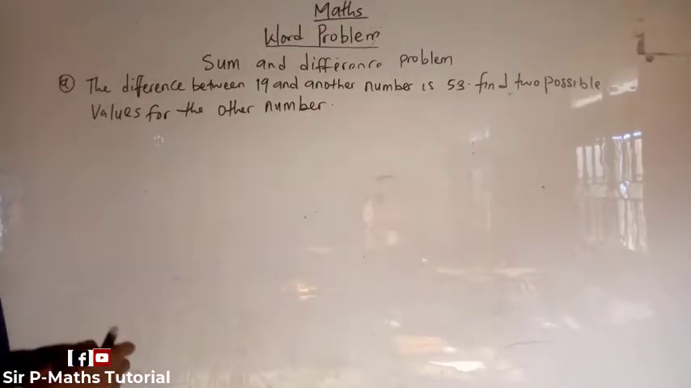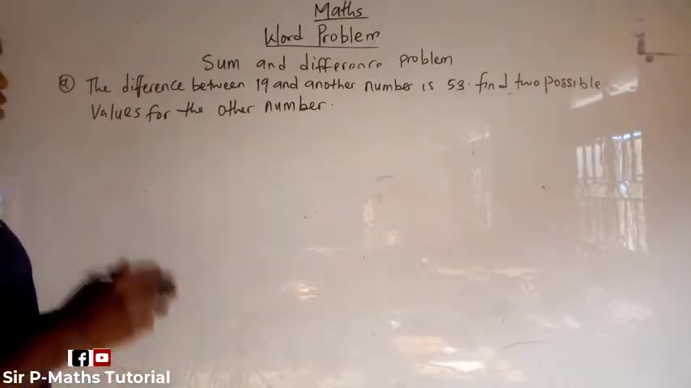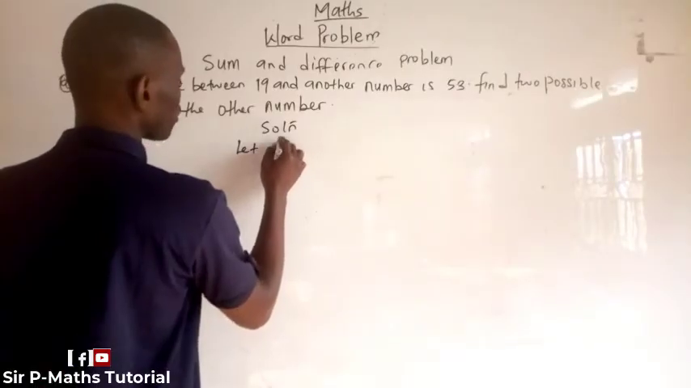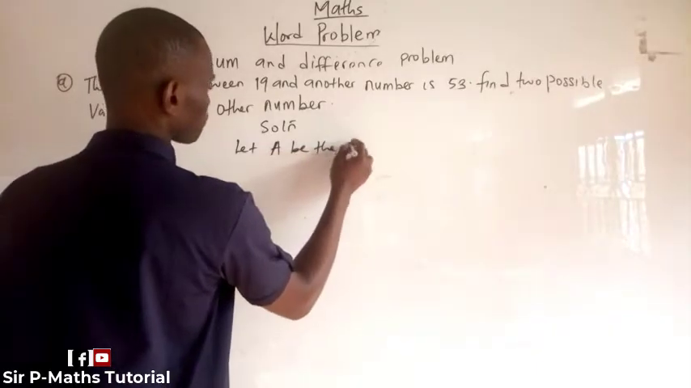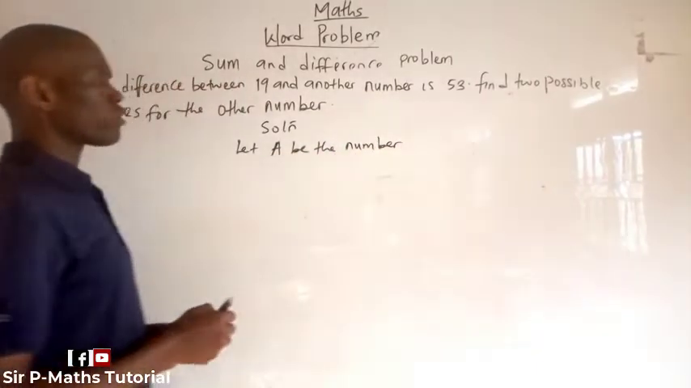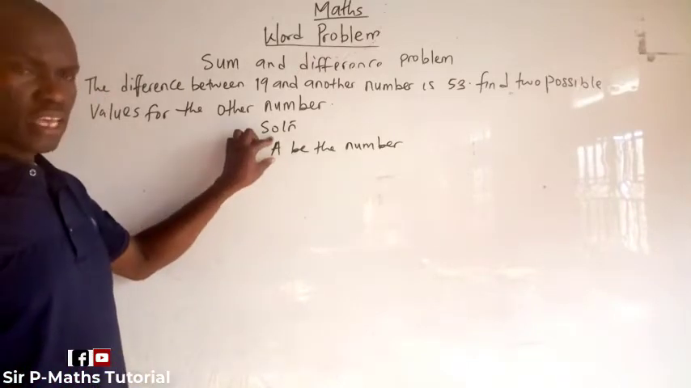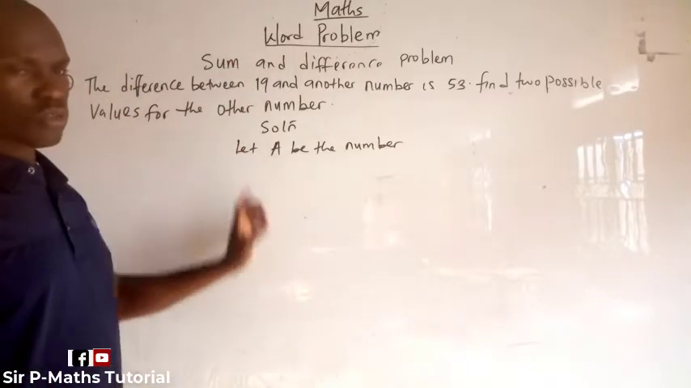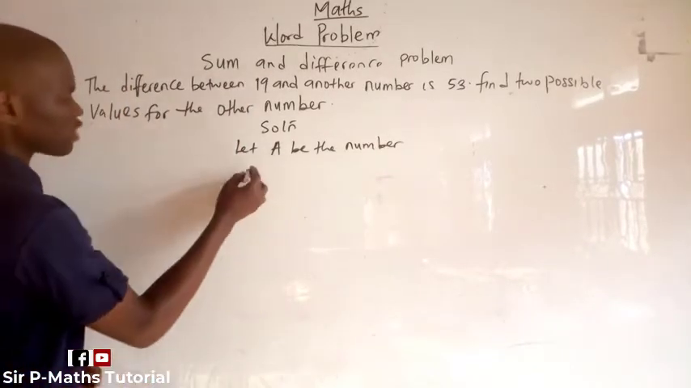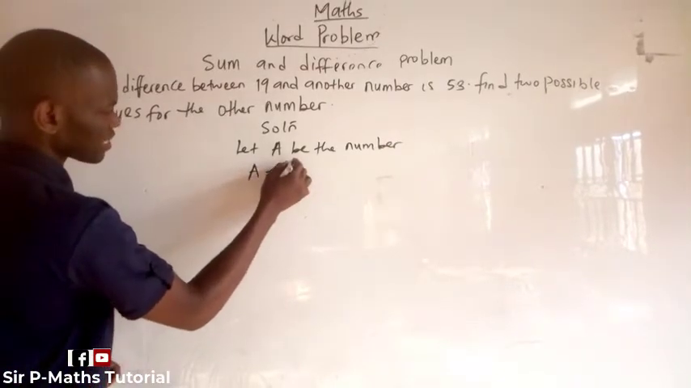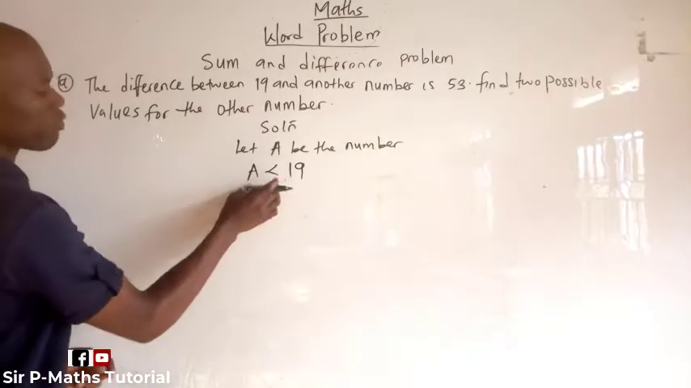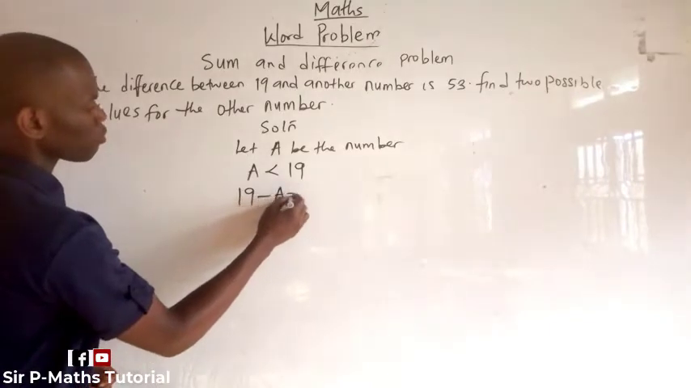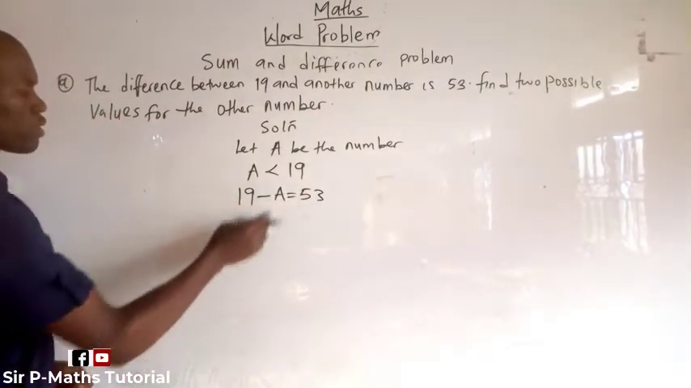Number 2. The difference between 19 and another number is 53. Find the two possible values for the other number. Let a be the number. Now remember, we are looking for two possible values that could be a. A could be either a positive or a negative number, that I can find its difference with 19 to get 53. Okay, let's assume that a is a number that is less than 19. If a is less than 19, I'll simply say that 19 minus a will give me 53.